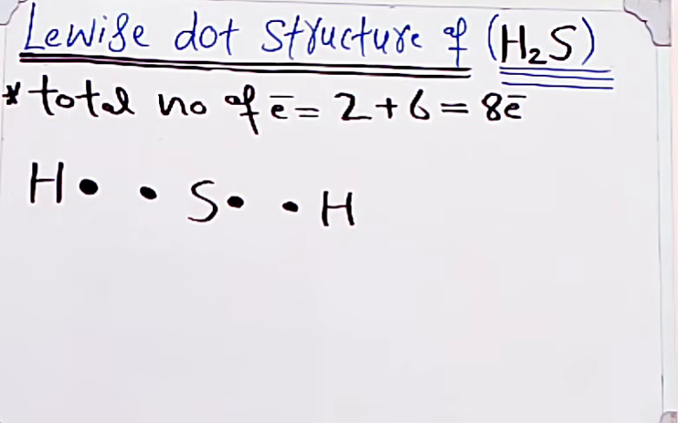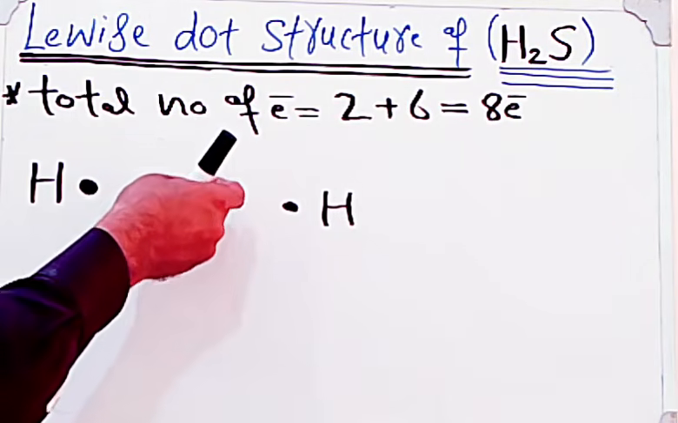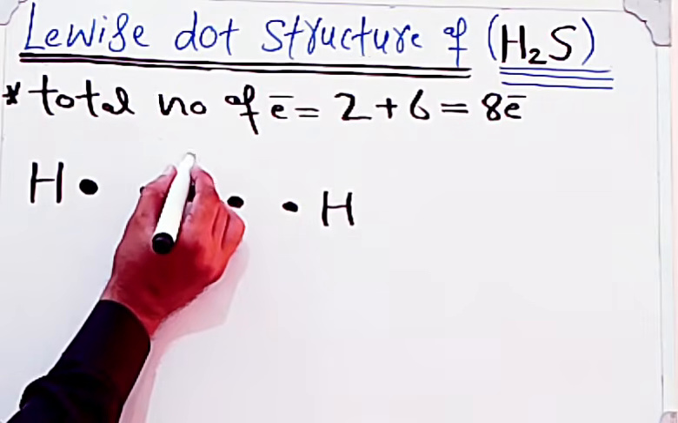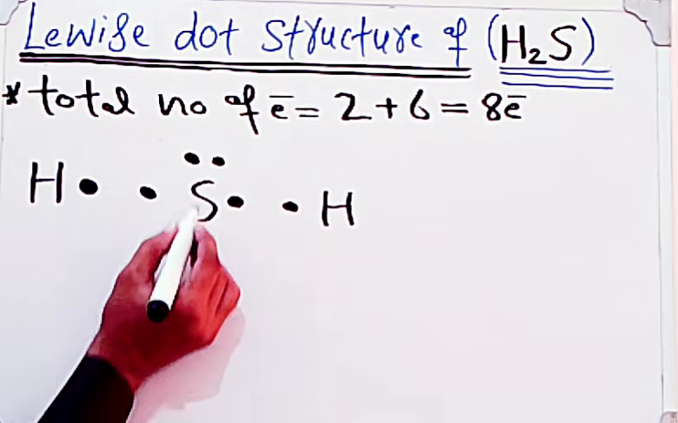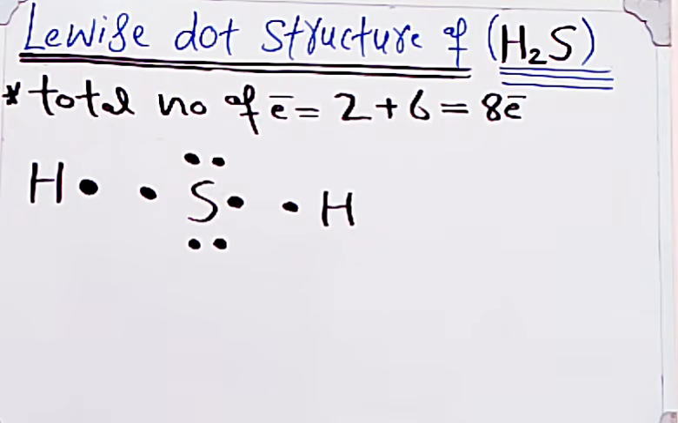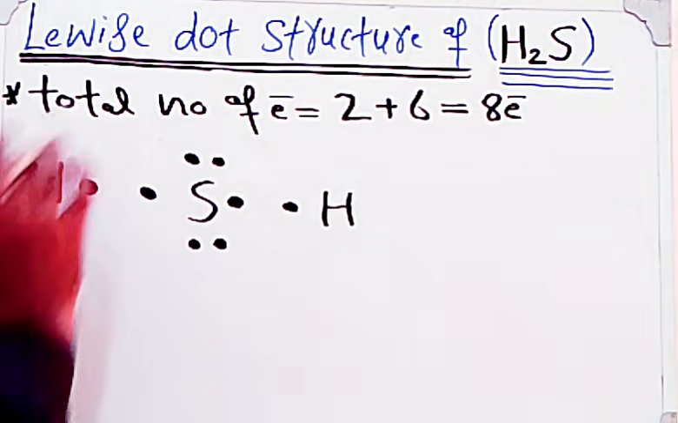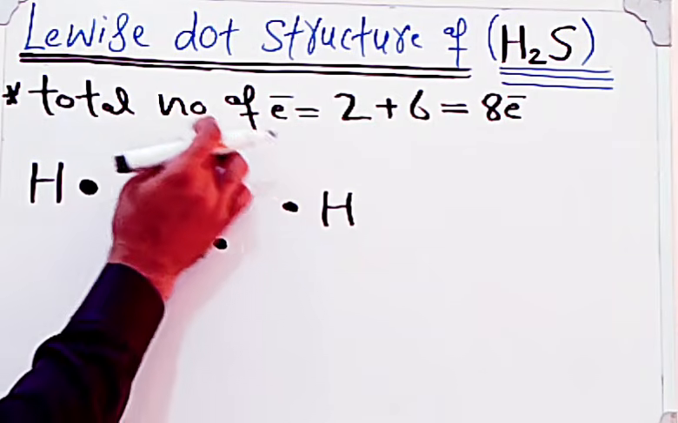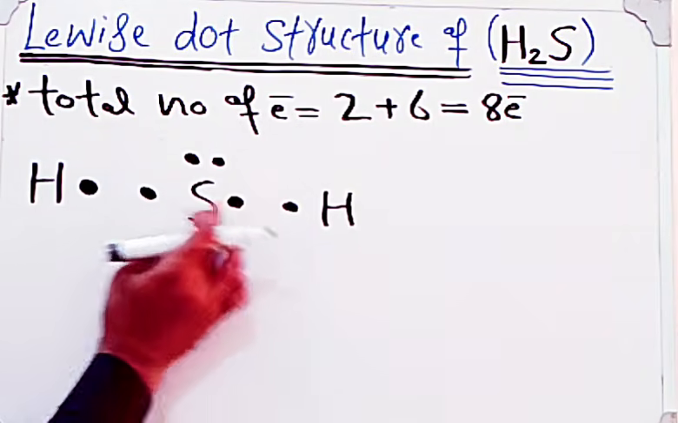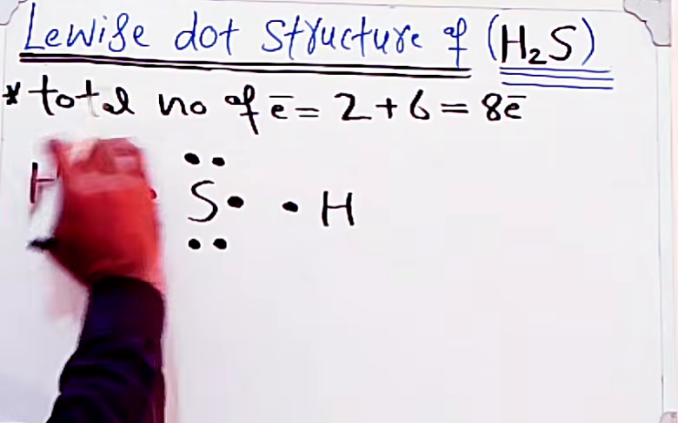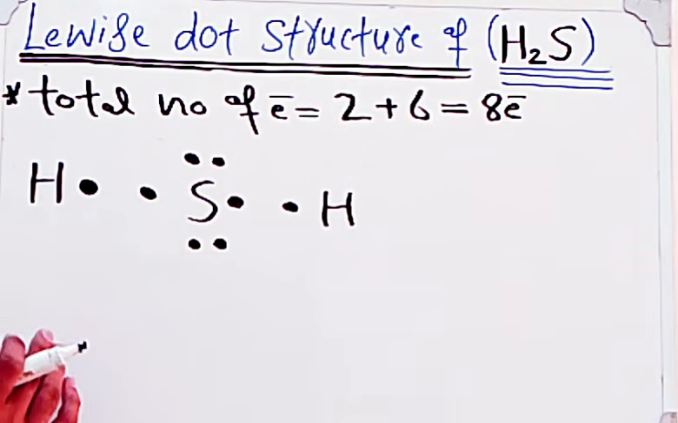So now we complete the octet for the central atom, which is sulfur. First, we place 2 electrons above the sulfur and 2 electrons below the sulfur. But students, by placing the electrons, sulfur completes its octet, and hydrogen completes its duplet. But this is not the real structure for hydrogen sulfide.